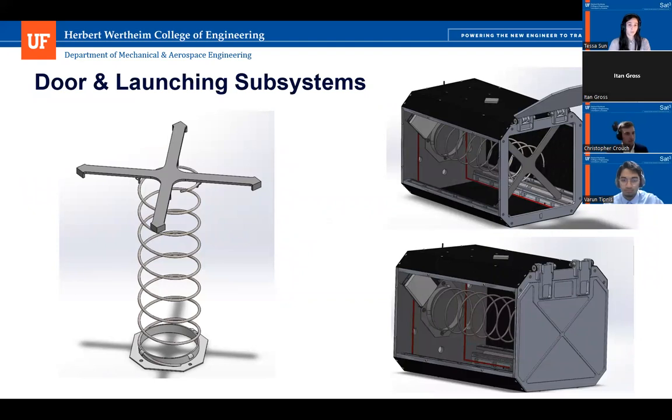The door and launching subsystems work in conjunction with each other. These subsystems consist of a spring-based launcher with a plate that aligns with the rails of the CSD seen on the left, and a door attached to the front plate of the CSD with two sprung hinges that are held closed by a linear solenoid. The launcher is held in compression when loaded with a CubeSat and when the door is closed. Next slide, please.